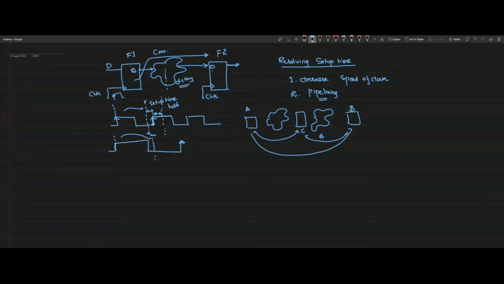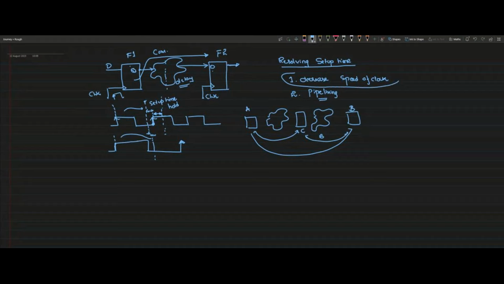Yes, Swarna, you can go ahead. So, when we say we'll decrease the speed of the clock for the setup violation, then we cannot choose any random clock value, right? We need to have some calculation, and based on that we'll use it. Yes, you are right. I missed that point actually.